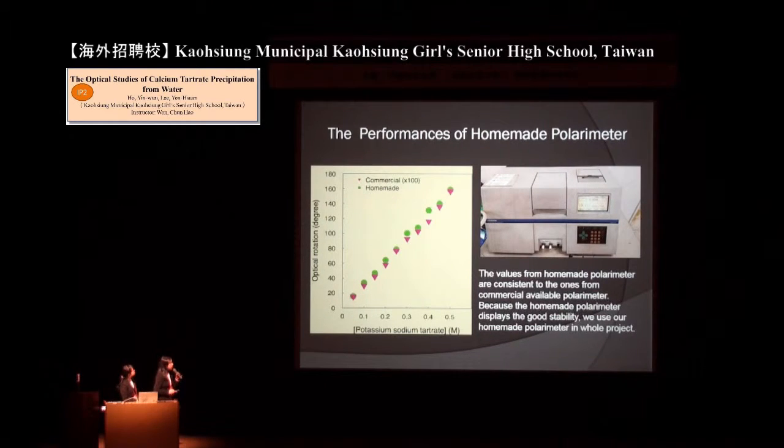Next, we wanted to know how our homemade polarimeter worked and the difference between our homemade one and the one which is commercially available. So, we made an experiment to compare the homemade polarimeter and a commercially available one. According to the figure, we can see the homemade polarimeter has the same trend and result as a commercially available one. That makes us amazed about its good stability, so we decided to use it in our project.